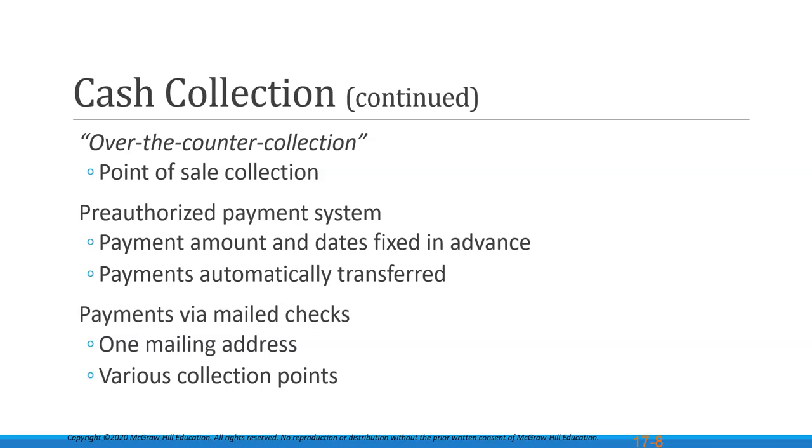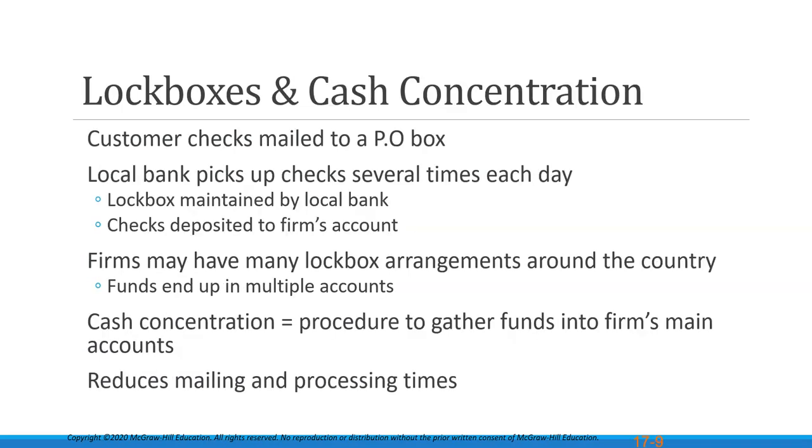Or you can pay via mailed checks. So you generally have one mailing address that those checks can go to, or there are various collection points. If there are various collection points, it's likely that you mail that check to a P.O. box, and that they have different P.O. boxes for different geographical regions. These types of P.O. boxes are called lockboxes.